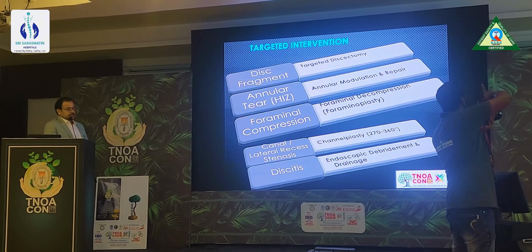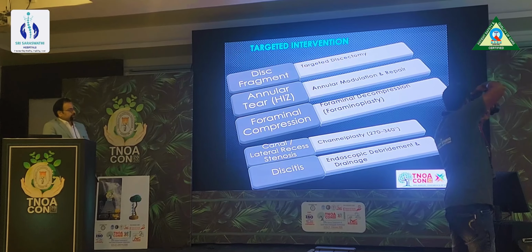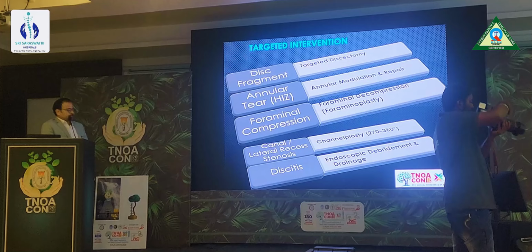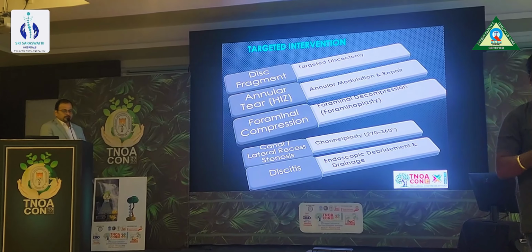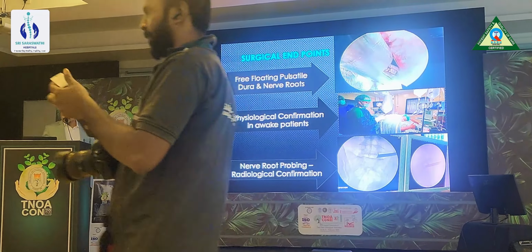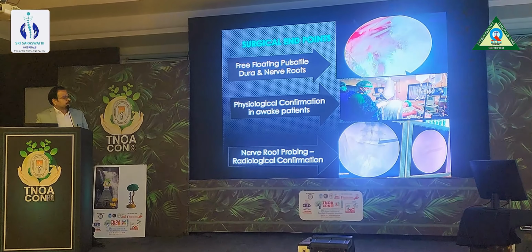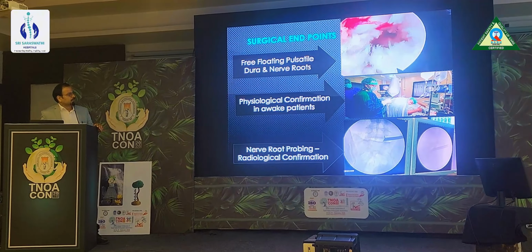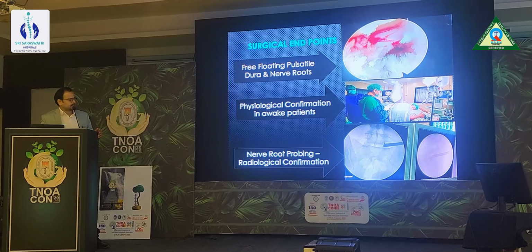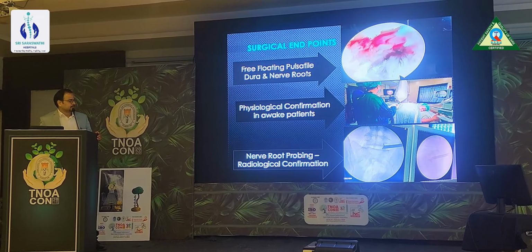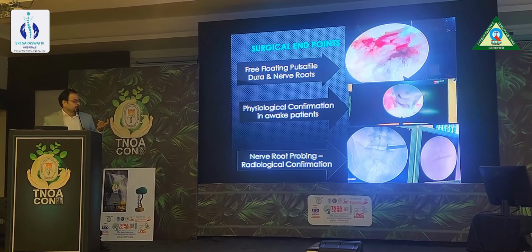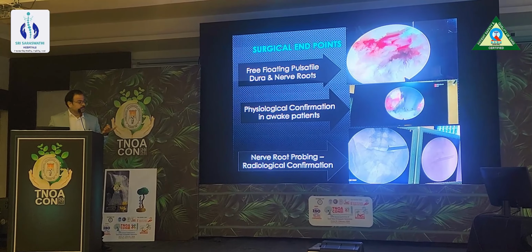So you have to intervene towards the targets. The targets may be a disc fragment or annular tear or foraminal compression, or it may be lateral recess stenosis or infection. So the surgical endpoint is a free, visible, pulsatile dura and nerve roots, and the feedback from the patient, physiological confirmation in our patients, as well as we can probe the nerve using the nerve probe both endoscopically as well as radiologically.